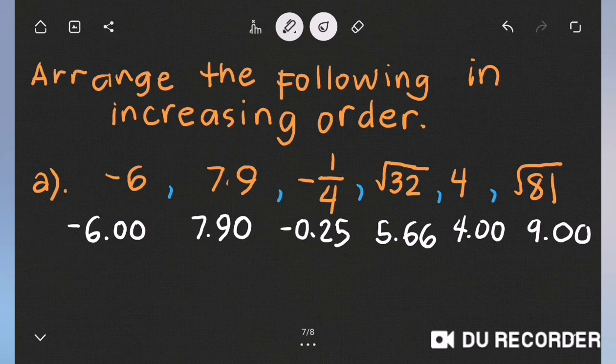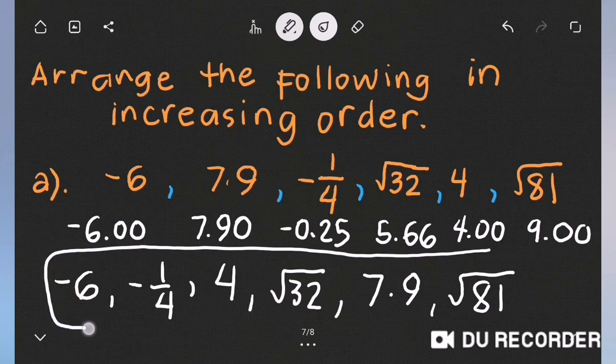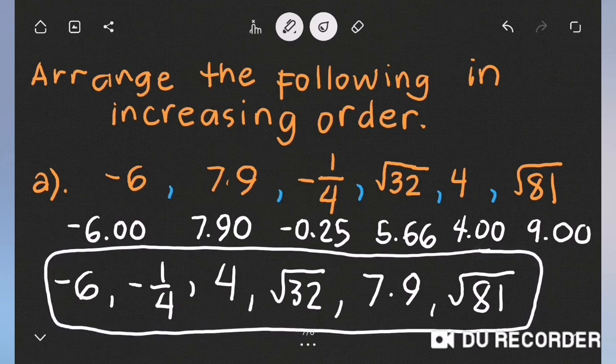So in this part, pwede na natin siyang i-arrange in increasing order. Mag-umpisa tayo sa may pinakamaliit na value. Ang pinakamaliit na value is negative 6, followed by negative 1/4. Ang susunod sa kanya is 4. And then after 4, we have square root of 32. We have 7.9 and square root of 81. Okay. So that's it when you arrange the given into increasing order.